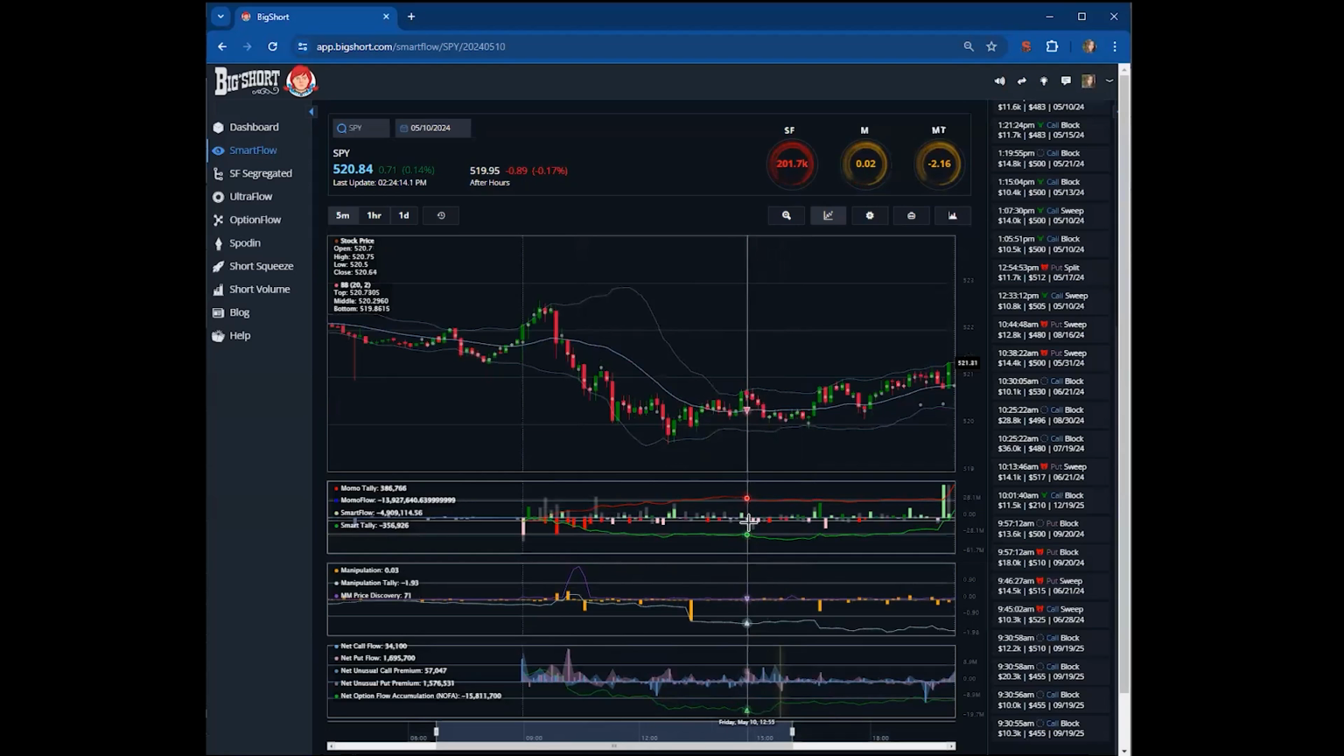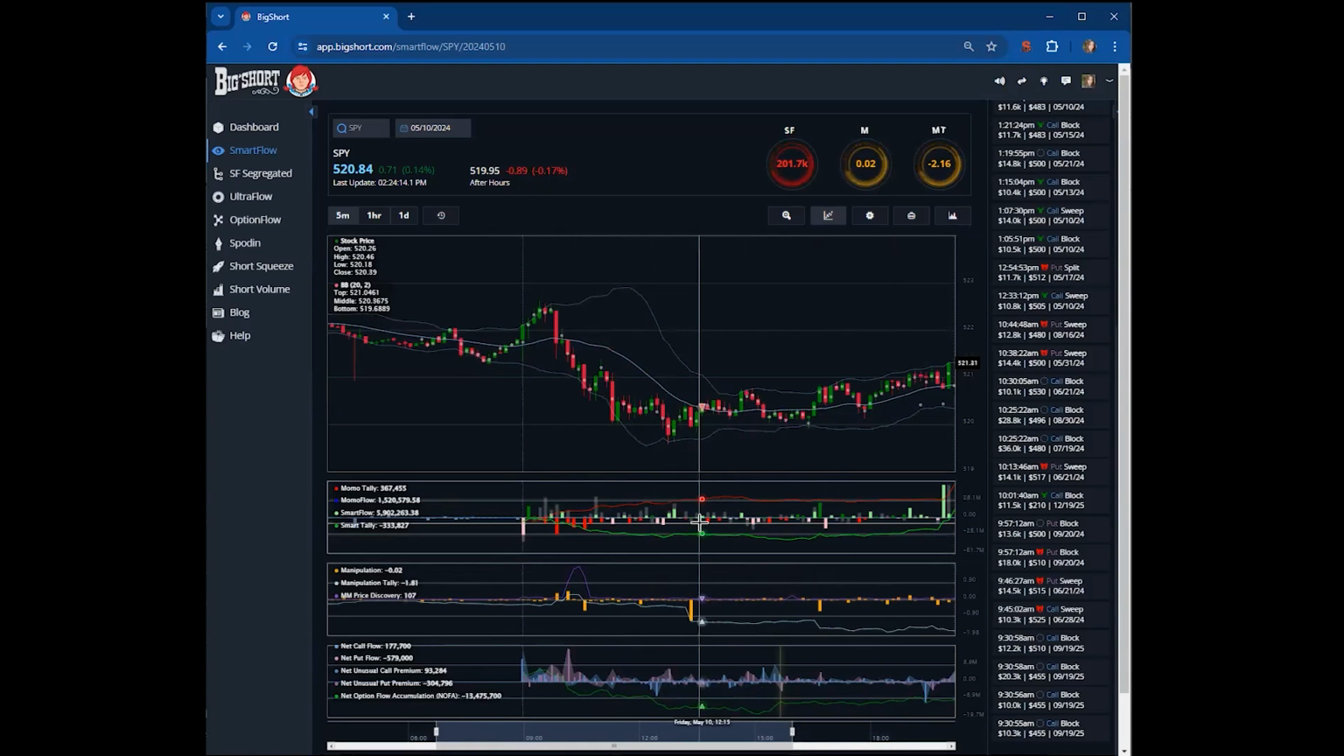And so as you can see, this bar here that I'm hovering over has a little sliver of pink and the rest is shadow. So for this bar, it was like, I don't know, 10% Smart selling and 90% Momo selling. So yeah, that's how I like to read SmartFlow for SPY.